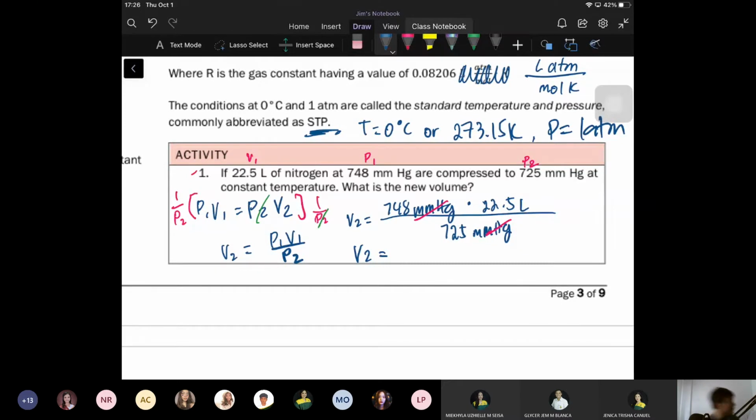Teka lang. Yan. Madilim na eh. 748. So, the final volume would be 23.21 liters. Okay. 2 decimal places ulit, no? So, yun lang, no?